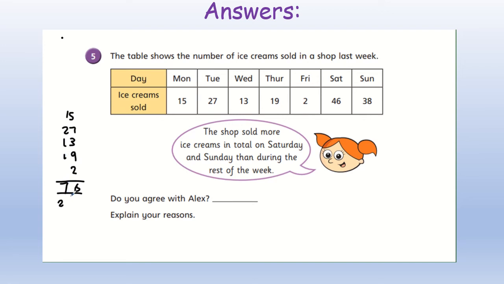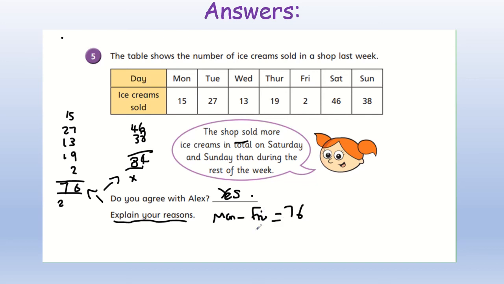We have 76. So on Saturday and Sunday we had 46, add 38. 6 add 8, 4, 5, 6, 7, 8. 84. So, yes, she's right. And you can explain it by showing your working out. On Monday to Friday, they sold 76. And on Saturday and Sunday, they sold 84. Well done. I hope you got this one right too.